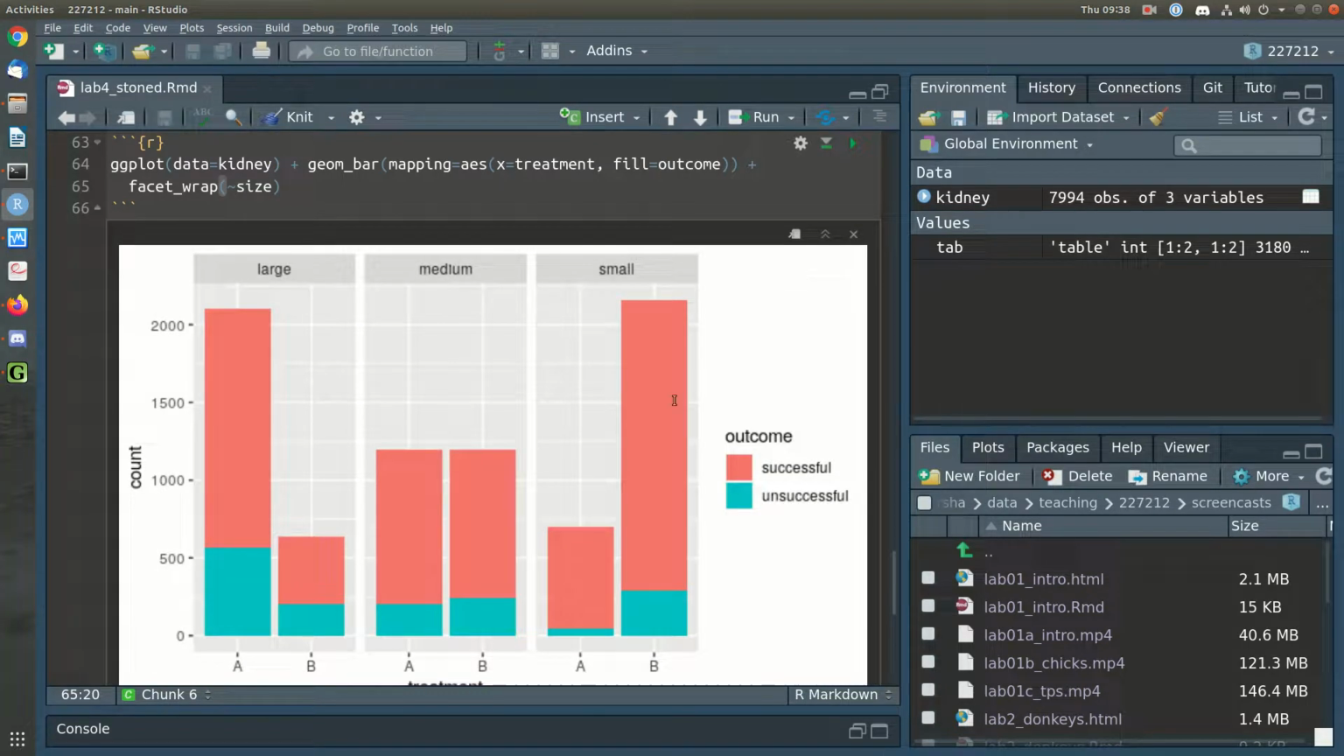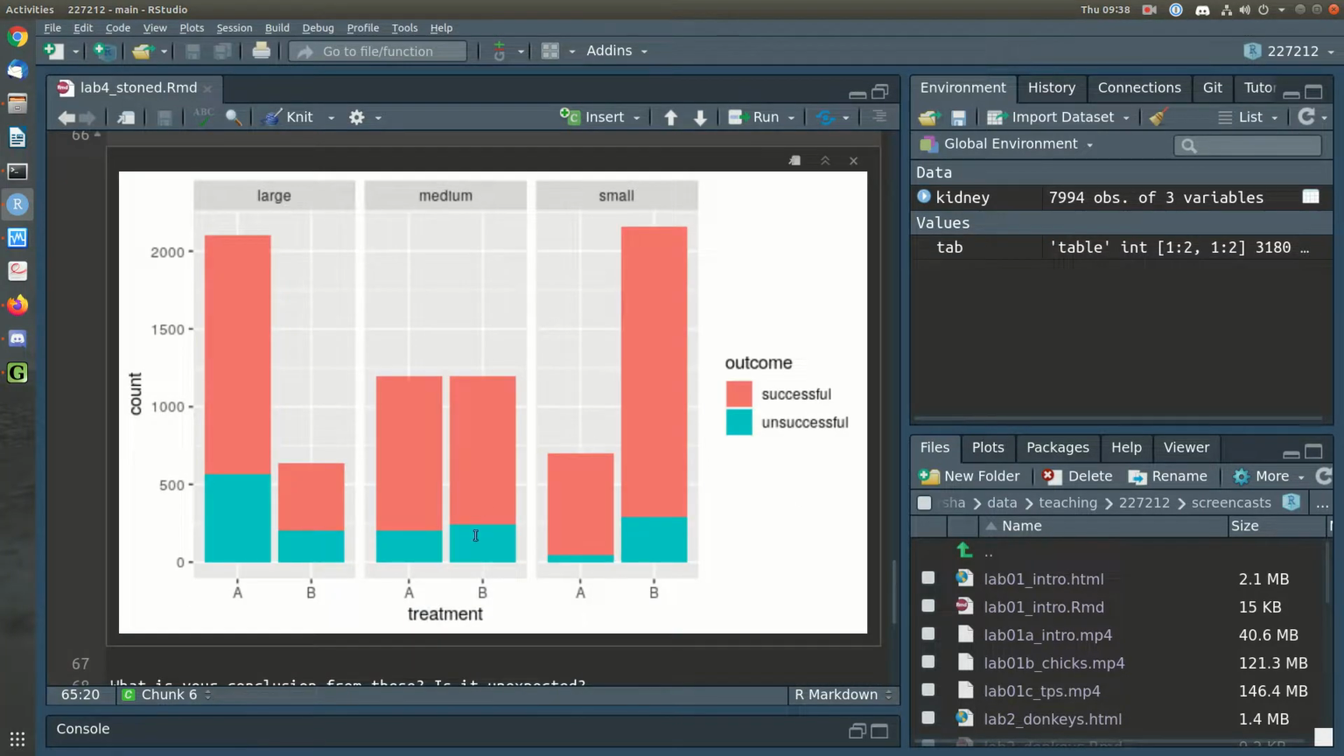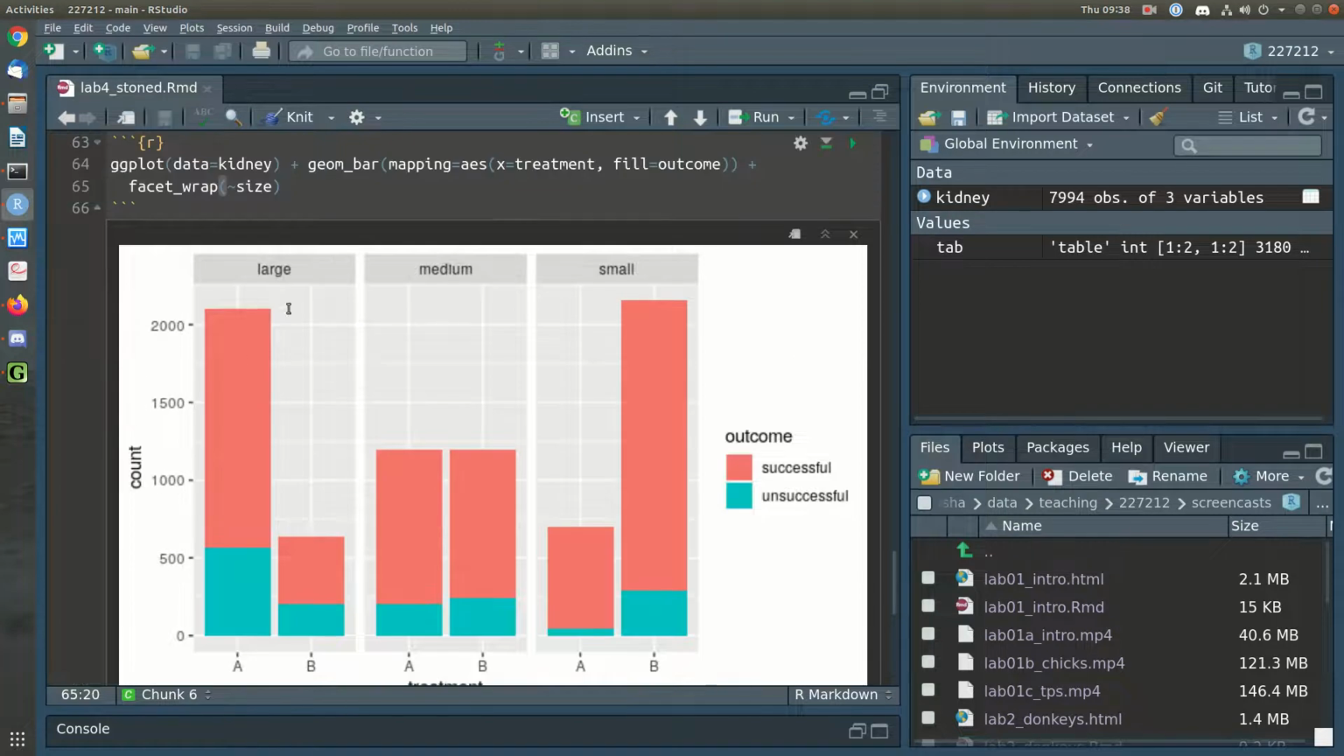What we see is that the number of individuals, i.e. the total height of the bars here, is different depending on the size of the stone. In the medium stones, we're applying treatment A and B equally. In the large stones and the small stones, we're not applying them equally. The thing that we're primarily interested in is the difference in outcome, and it's very hard to compare the difference in outcome within the large stones here, because it's hard to compare the proportion of blue versus red in these bars, because the total bar length is different. The same here.